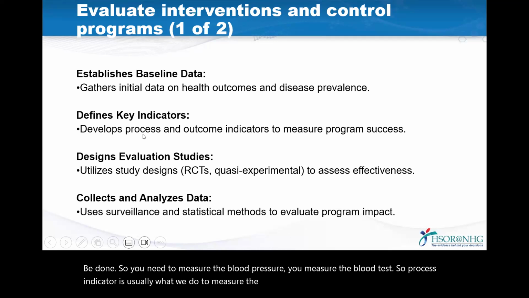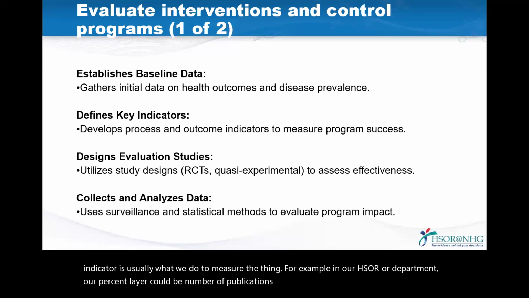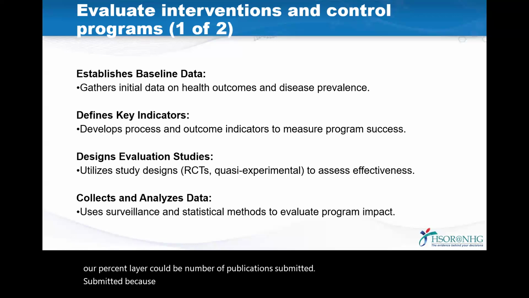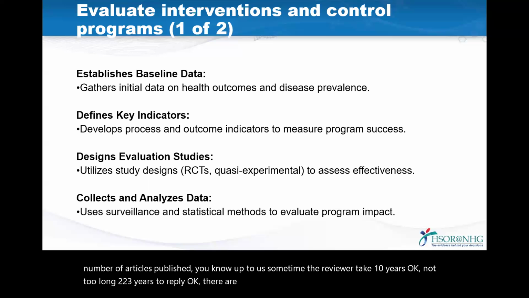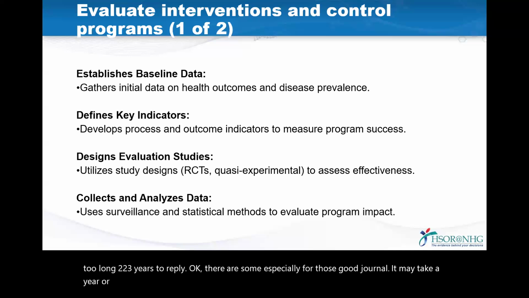For example, in our HSOR department, our process indicator could be the number of publications submitted, because submitted is something we can control, right? We can submit 300 articles. Next is the number of articles published. It's not up to us. Sometimes the reviewer takes a long time to reply. For those good journals, it may take a year or more.